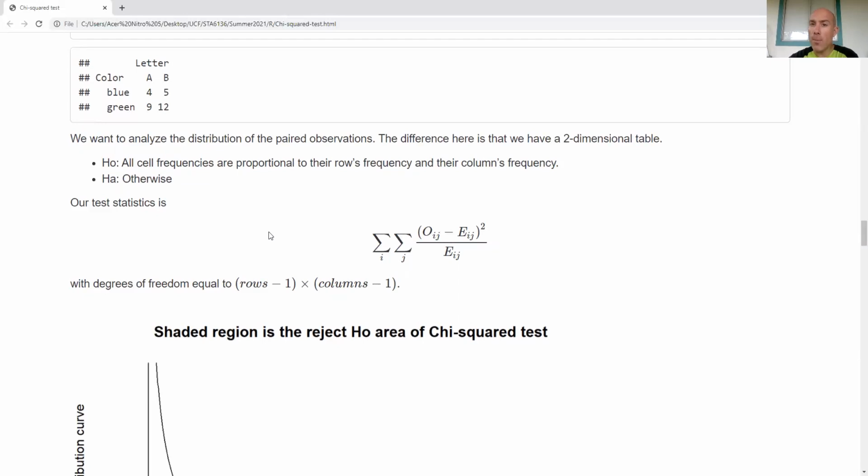Now, the degrees of freedom gets a little bit more interesting. Remember that I went cells minus 1. Now it's going to be rows minus 1 times columns minus 1. 2 minus 1 times 2 minus 1 is 1 times 1, which is 1. So our degrees of freedom is 1 when we do a 2x2 table for chi-square testing.